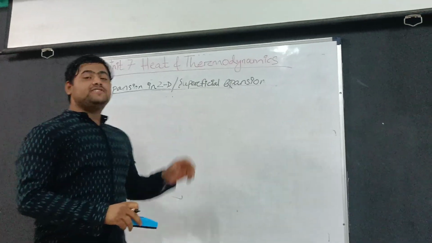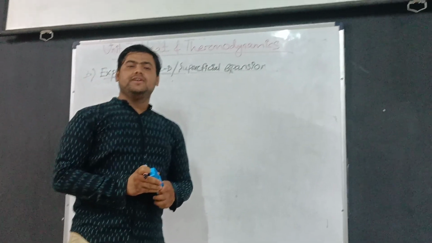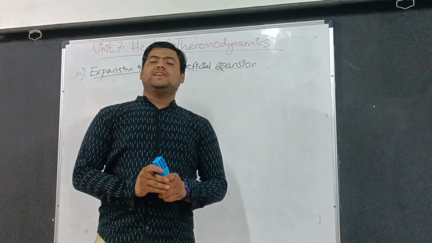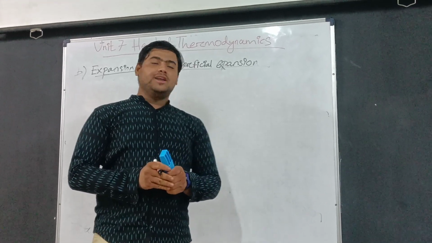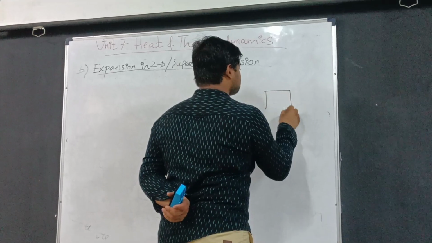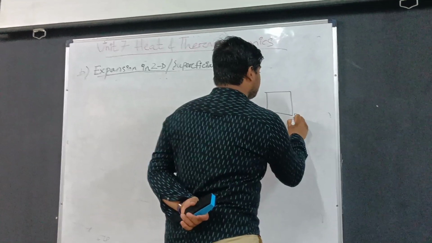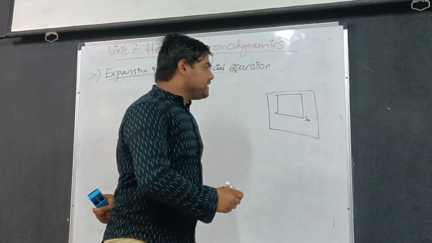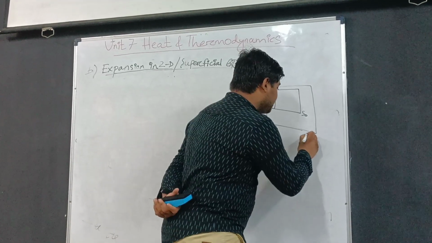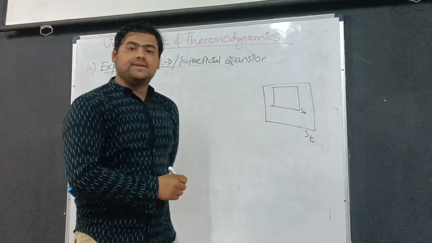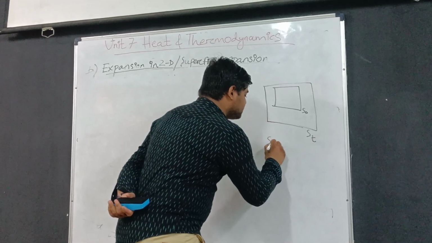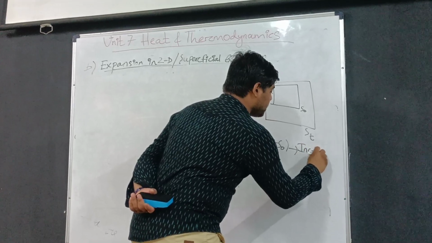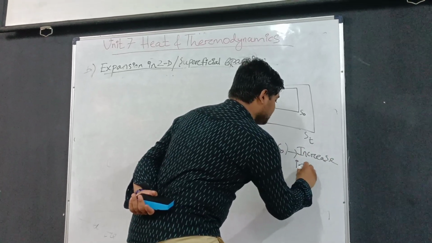Now we'll move on to expansion in two dimensions, or superficial expansion. If a body expands along two dimensions, that is length and breadth, it is known as superficial expansion. Suppose this is a thin sheet having area S0. If you heat it to T degree centigrade, the sheet expands and St is the final area after heating. So St minus S0 will be the increase in area after expansion.